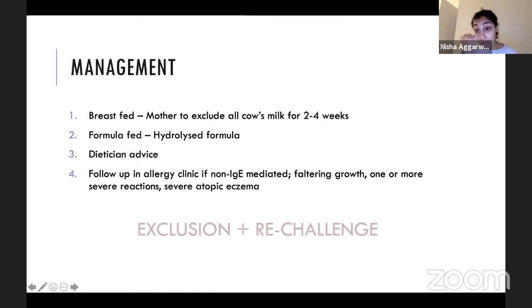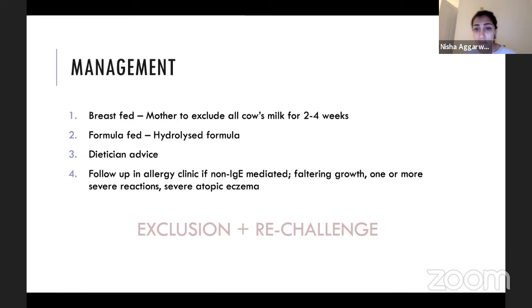So management for breastfed babies, you would ask mum to exclude all cow's milk for 2 to 4 weeks. That's generally the advice. Make sure that you specify cow's milk, because it's a cow's milk protein allergy, not just lactose, because a lot of parents think they're synonymous, but they're not. And if they're formula fed, you can recommend hydrolyzed formulas, or there's also amino acid formulas, which apparently don't taste as nice, but they're the options which don't have cow's milk protein in them.